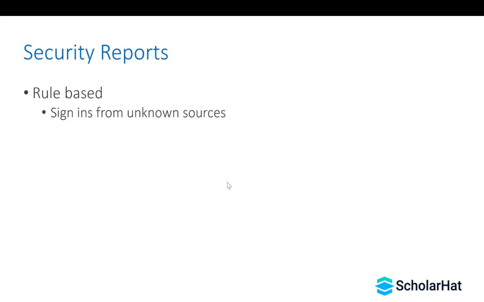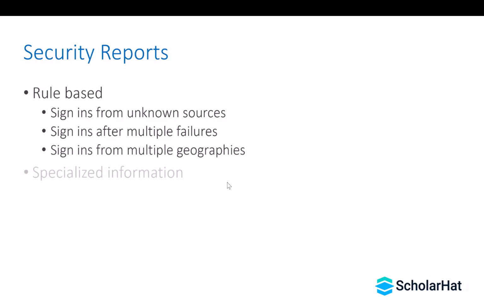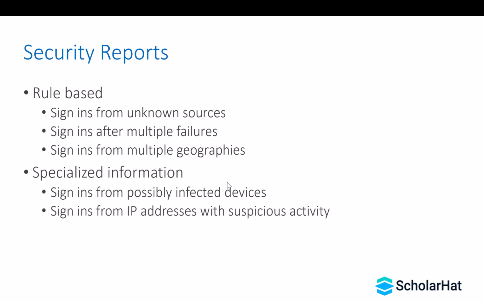You can generate the rule-based report based upon sign-in from unknown sources, sign-in after multiple failures, sign-in from multiple geographies, and even specialized information, like sign-in from possibly infected devices, or sign-in from IP addresses with suspicious activity. We also have the option for machine learning, because in premium we have the option for irregular sign-in activity if you want to track it. Such reports can be generated from Azure AD for tracking information about your application. It is even mandatory from the perspective of security.